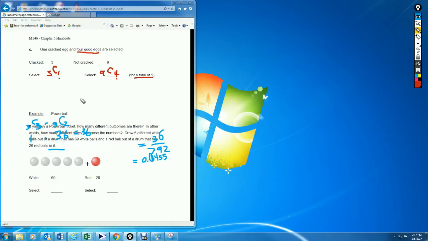Okay. So in other words, 3C1 is 3 times 9C4, which is 126. Okay. So the total is 378 ways to choose that particular grouping of eggs. Okay.